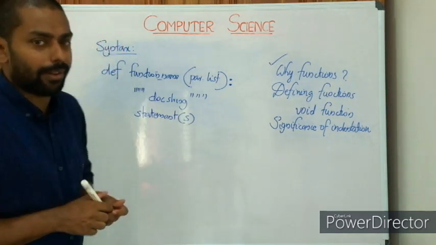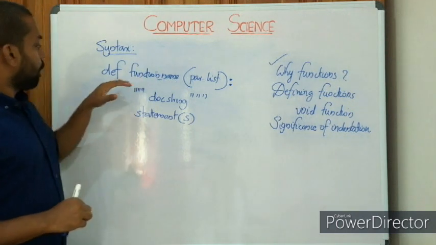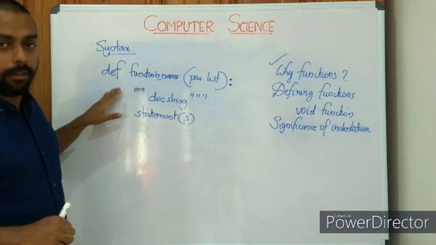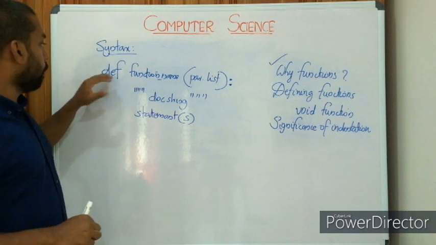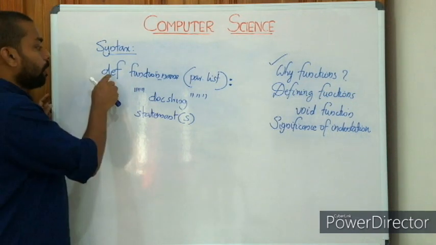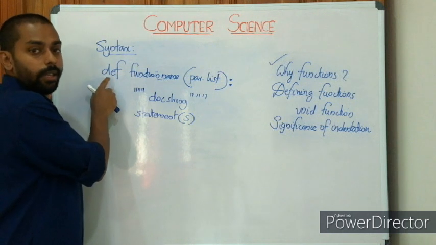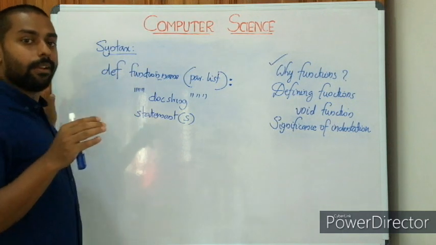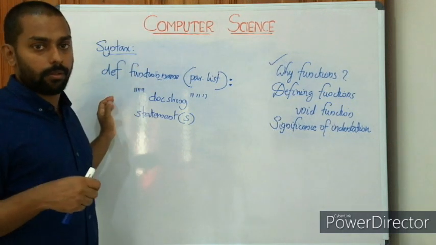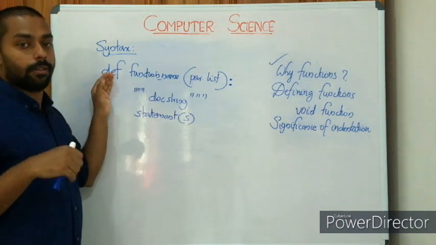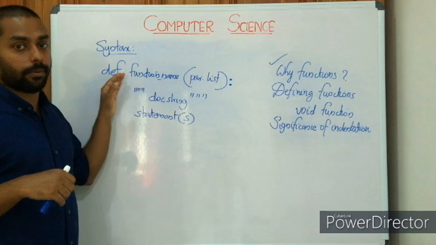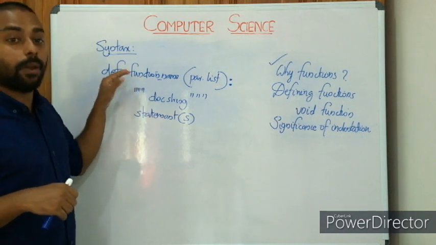It's very simple. So this way we can define a function. This is the first component, function definition. We can explain it one by one. Function definition starts with the keyword def. Def is a keyword, and function definition always starts with def. Then it is followed by the function name.